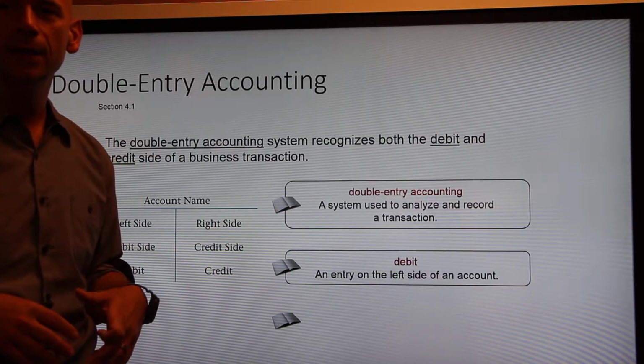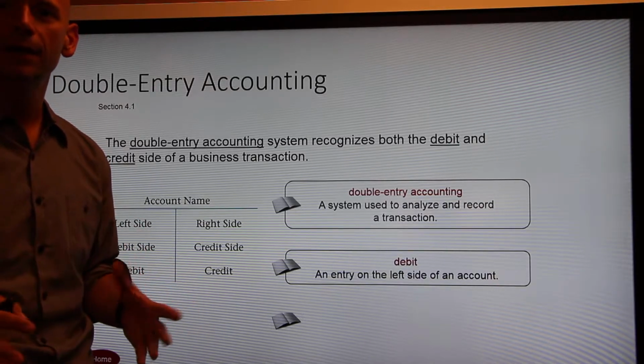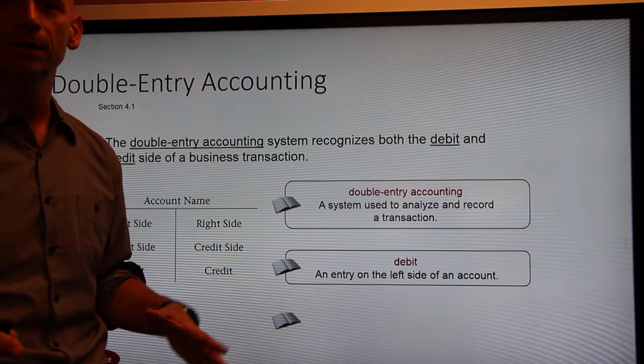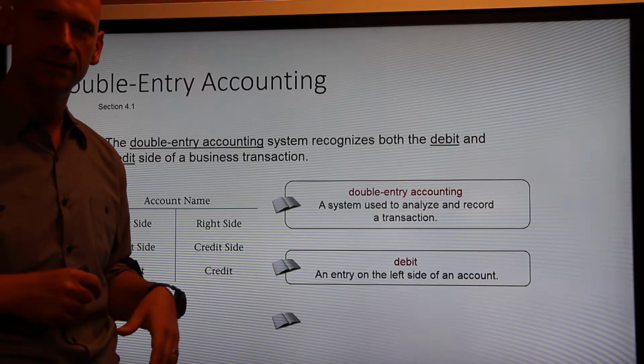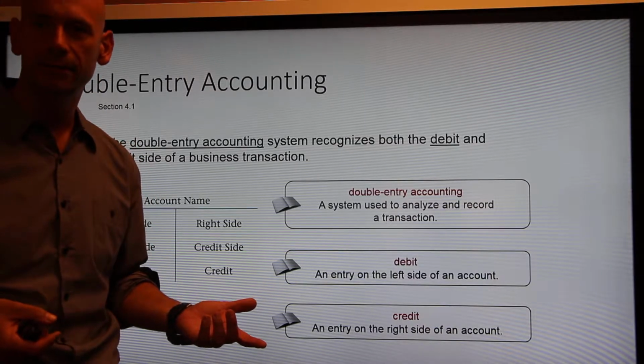A debit in accounting simply means left, or the left side of the T-chart. It doesn't matter which account it is. It can be an asset, a liability, owner's equity. A debit, though, always means the left side of the T-chart. And a credit would be the opposite. A credit would mean the right side of the T-chart.